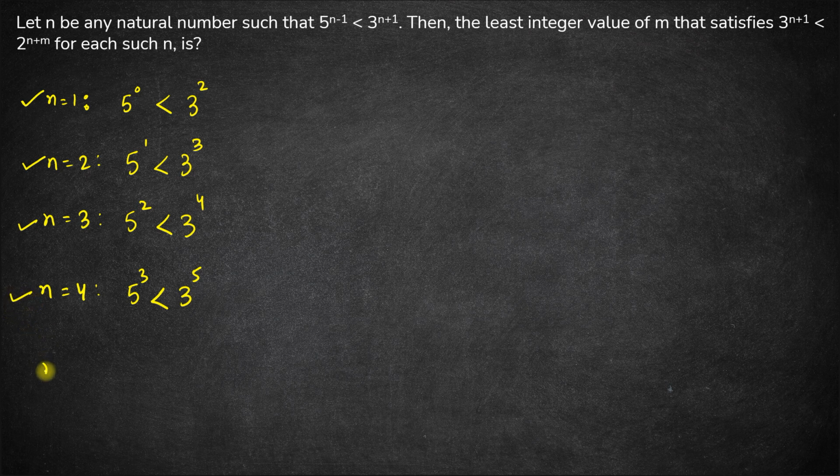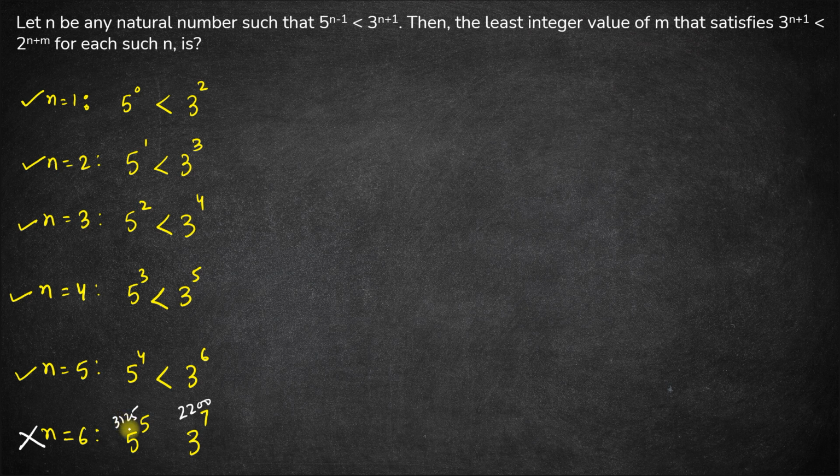So this is acceptable. Then you take n equals 5. This becomes 5 to the power 4 and this becomes 3 to the power 6. 5 to the power 4 is 625 and 3 to the power 6 is 729. So still this is greater. This is acceptable. What if you take n equals 6? Then you have 5 to the power 5 and 3 to the power 7. Now 5 to the power 5 is 3125 and 3 to the power 7 is 729 times 3, which comes out to be about 2200. Now the right hand side is not greater than the left hand side. So this will not be accepted.